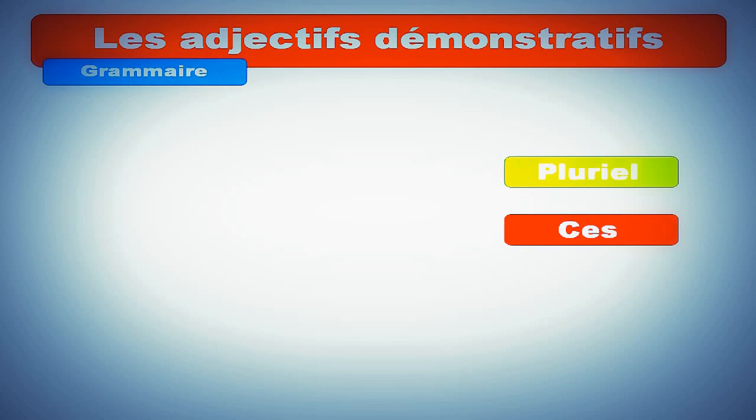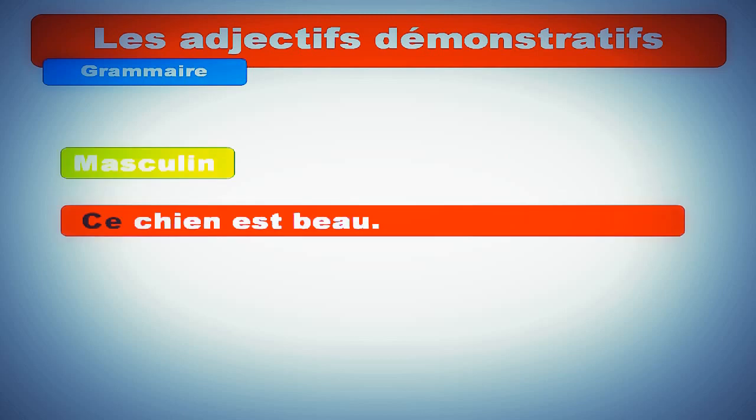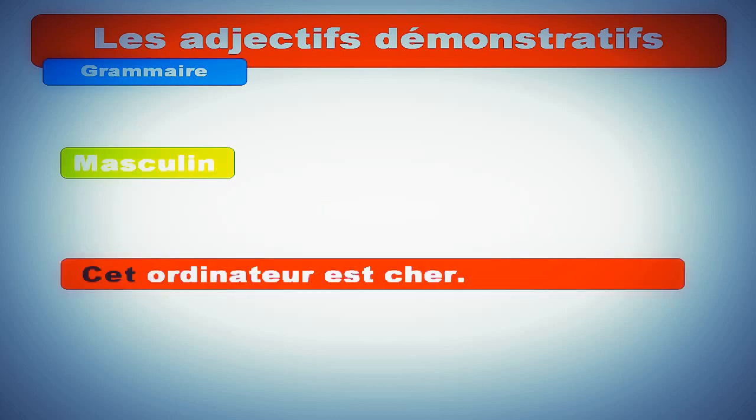ces. Alright, so let's see now some examples. So masculine, first example, ce chien est beau. Okay, so basic example, no problem in this sentence. Second example, cet ordinateur est cher. So in this sentence you can see the reason why there are two forms for the masculine. Ordinateur is starting with O, so a vowel.